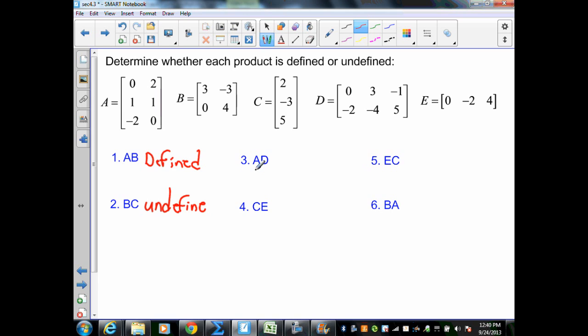Number 3, A times D. A has 2 columns. D has 2 rows. Therefore, these do match. Therefore, we can say that the products can be defined.